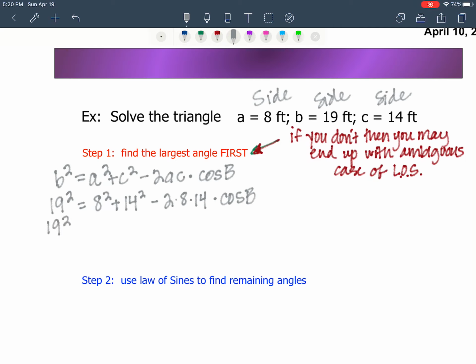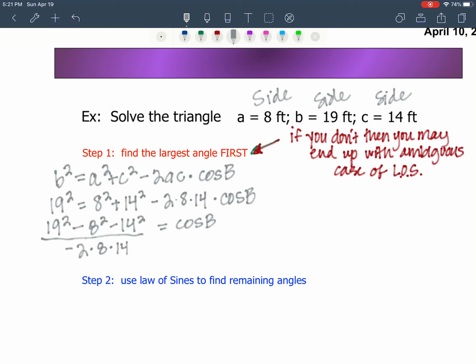So I've got 19 squared minus 8 squared minus 14 squared, and that's going to equal the negative 2 times 8 times 14 times the cosine of angle B. And then I'm going to divide by negative 2 times 8 times 14. So now I'm ready to put this into my calculator.